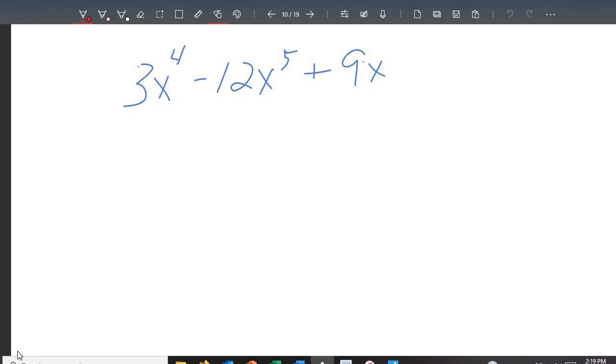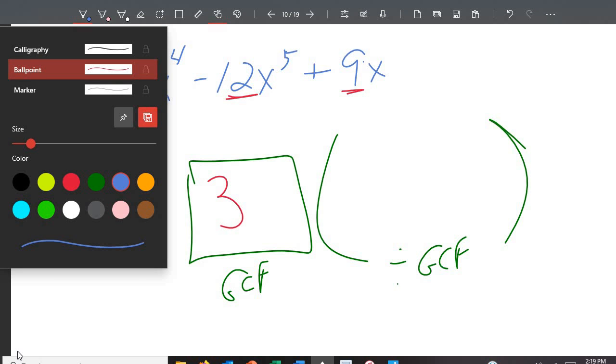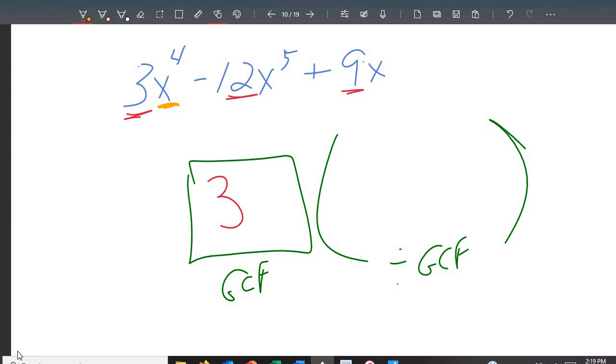Let's look at this one. Alright, so we're going to have a GCF out in front of a set of parentheses. Let's start with the coefficients. 3, 12, and 9. The biggest number that can divide into all 3 of those is just a 3. Now notice, they all have X's in common. So we're going to choose the X with the smallest exponent, which is just X to the first power.